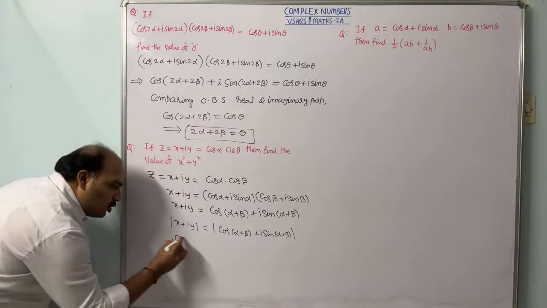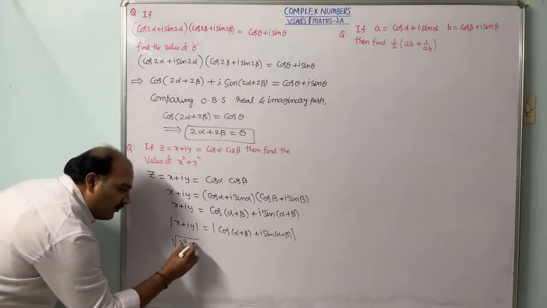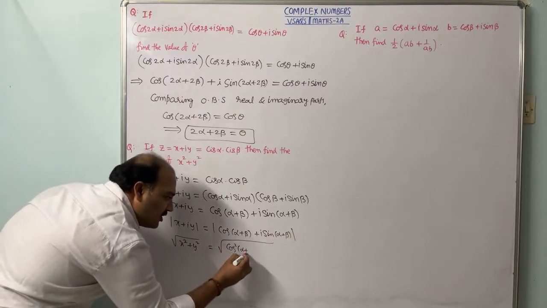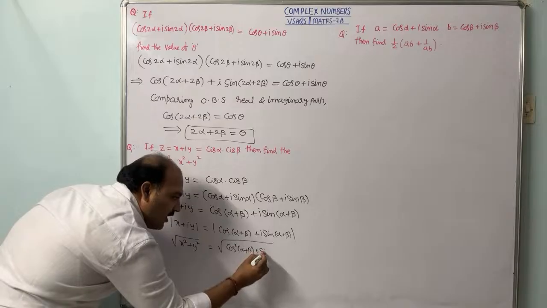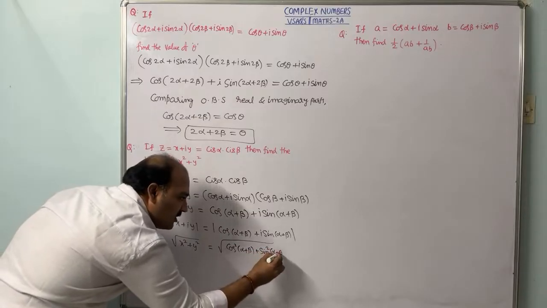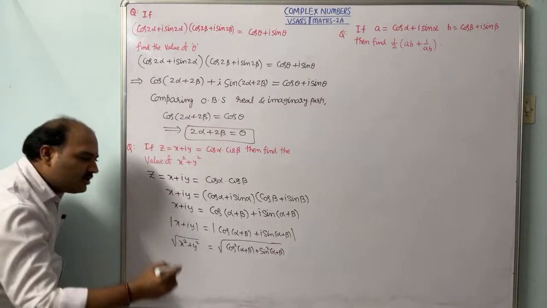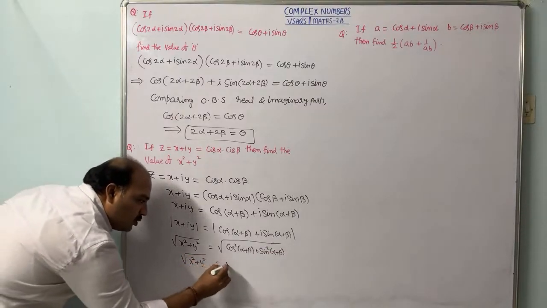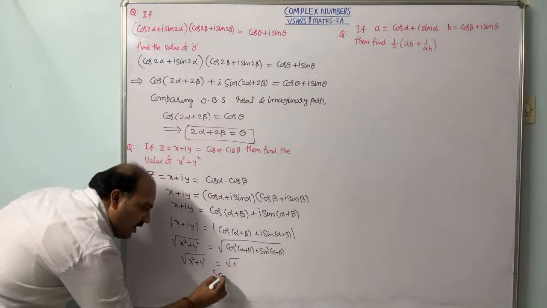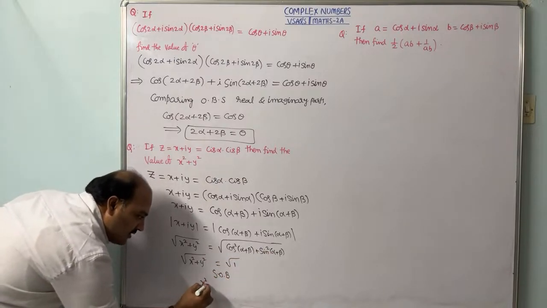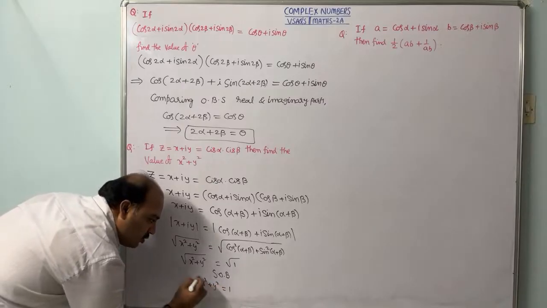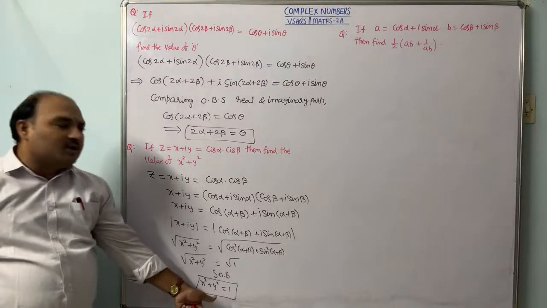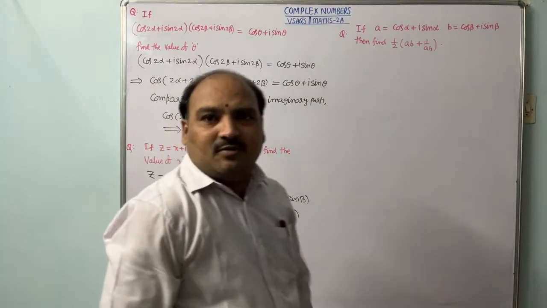So root over x² + y² is equal to root over cos²(α + β) + sin²(α + β). Sin² (α + β) plus cos² (α + β) value is 1. So root of x² + y² is equal to root 1. Squaring on both sides, x² + y² equal to 1. This is the way we can do, dear students. x² + y² equal to 1. So the value we got.